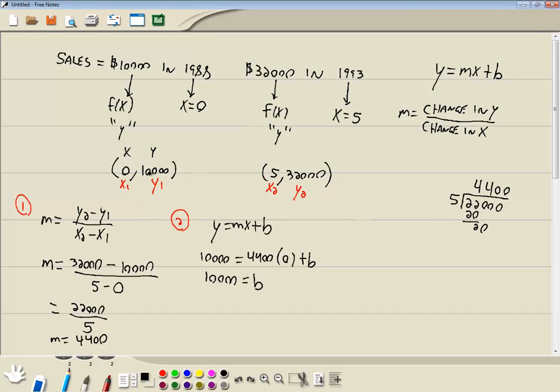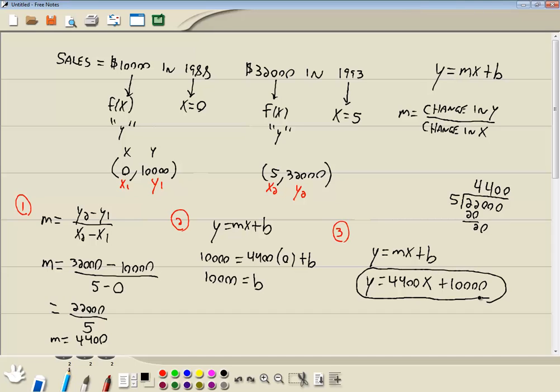What are they giving us here? They're giving us the y-intercept, aren't they? So I didn't even have to do that step. But okay, step 3: write your answer down. Answer is going to be of the form y is equal to mx plus b. M we said was 4,400 x plus b, which is 10,000. So our answer, our linear model, is y is equal to 4,400x plus 10,000.